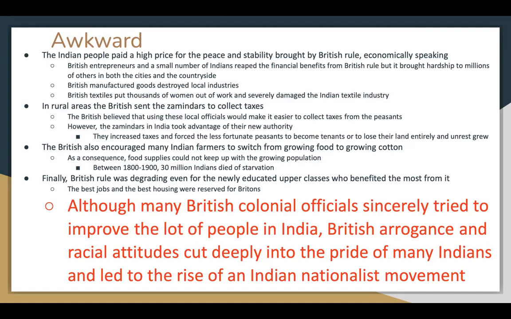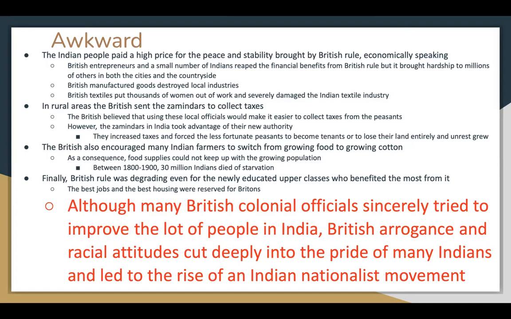However, the zamindars in India took advantage of their new authority. They increased taxes, forced the less fortunate peasants to become tenants or to lose their land entirely, and unrest grew. The British also encouraged many Indian farmers to switch from growing food to just growing cotton. As a consequence, food supplies could not keep up with the growing population. Between 1800 and 1900, 30 million Indians died due to starvation.